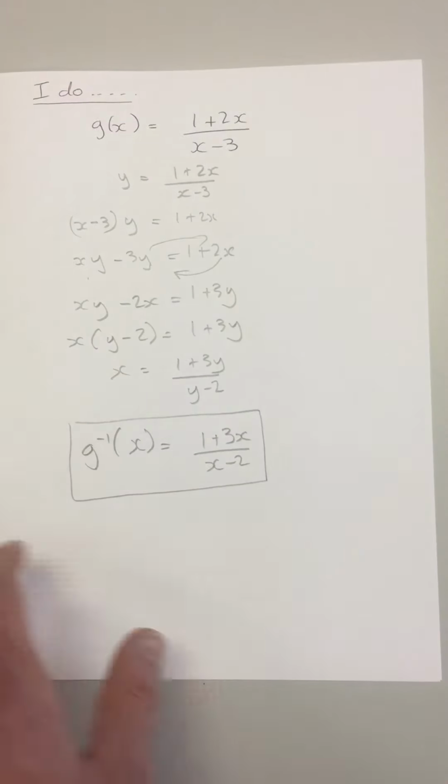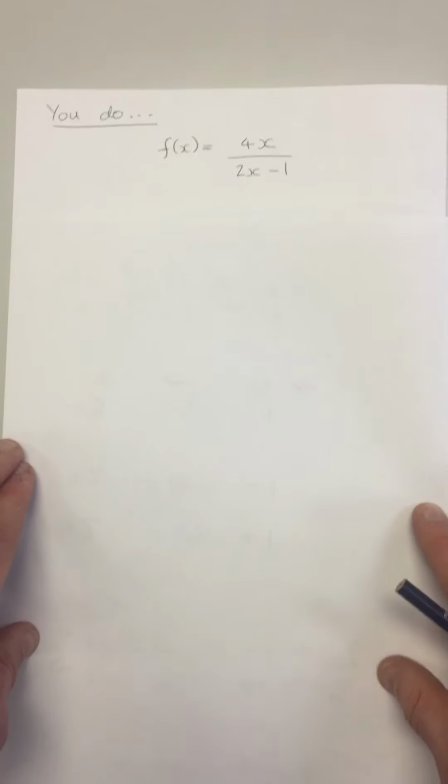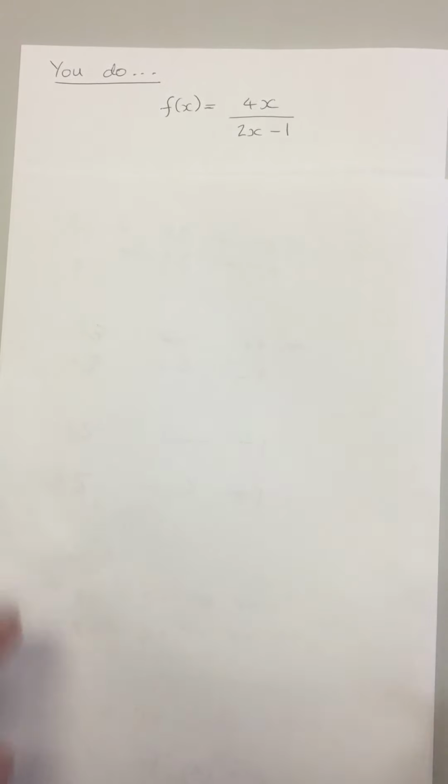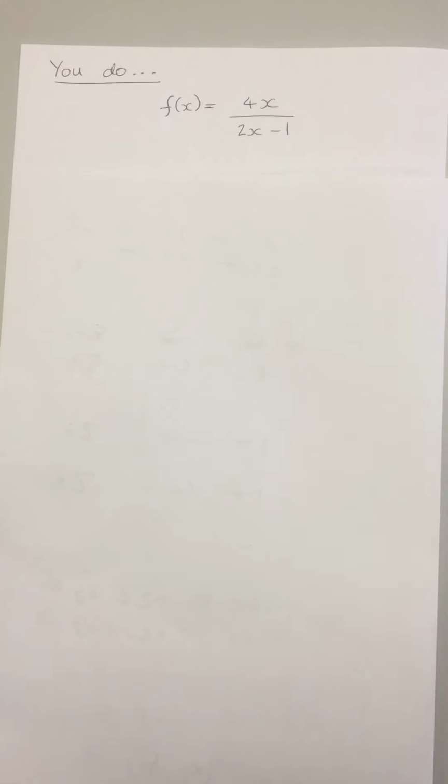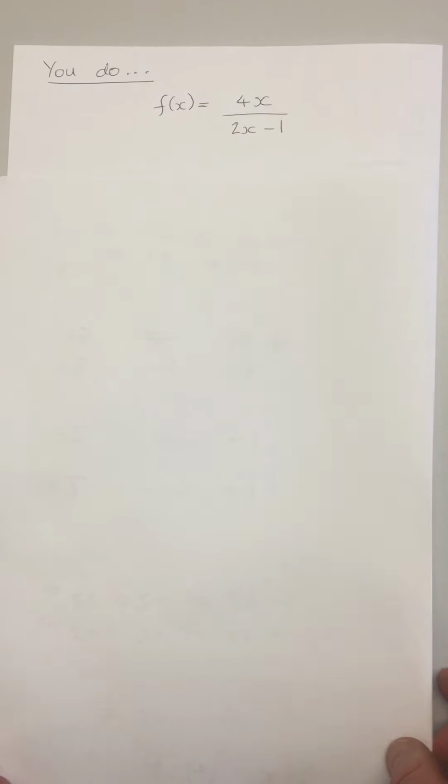I'm now going to give you a question to have a go at. So press pause, have a go at this question. I want you to find the inverse operation of this. Remember the 3 steps. Replace the f of x with y, rearrange to make x the subject, and then swap back at the end. Press pause, have a go at this question. When you're ready, press play, and I'll show you the working out. Okay, here we go.